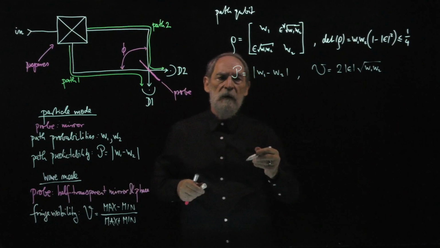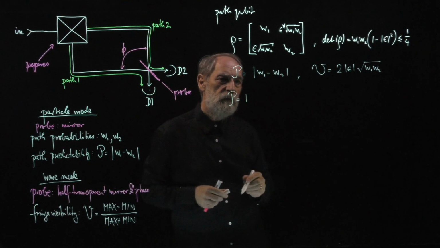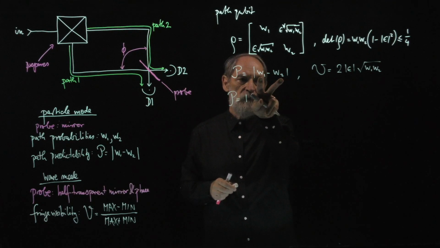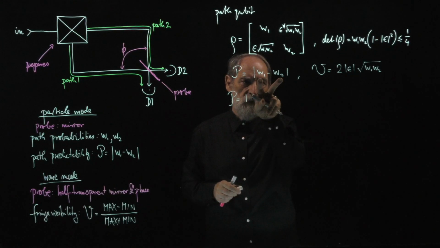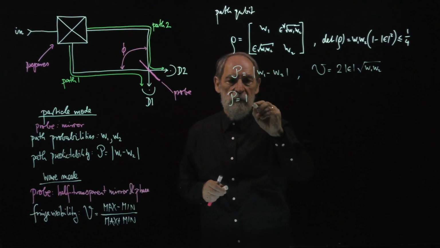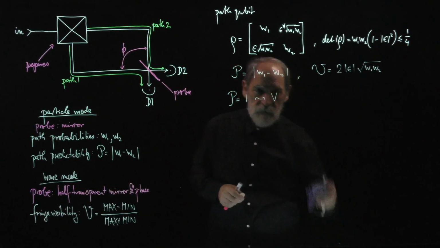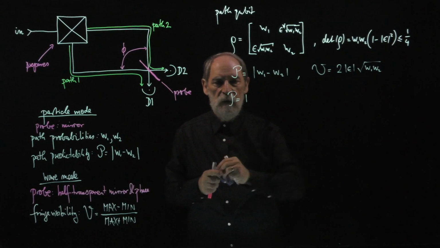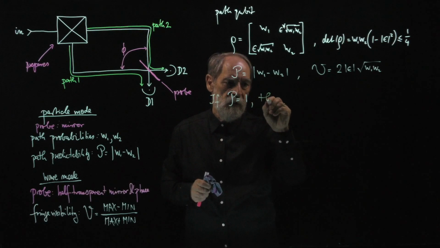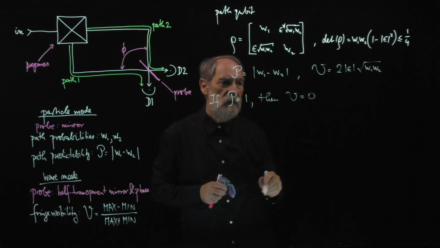Now, let's just check. What if the path knowledge is equal to 1? Then that requires one of the W's to be equal to 1 and the other one to be equal to 0, in which case this product is always 0 and the visibility has to be 0. So if the path knowledge is 1, then the visibility is surely equal to 0.